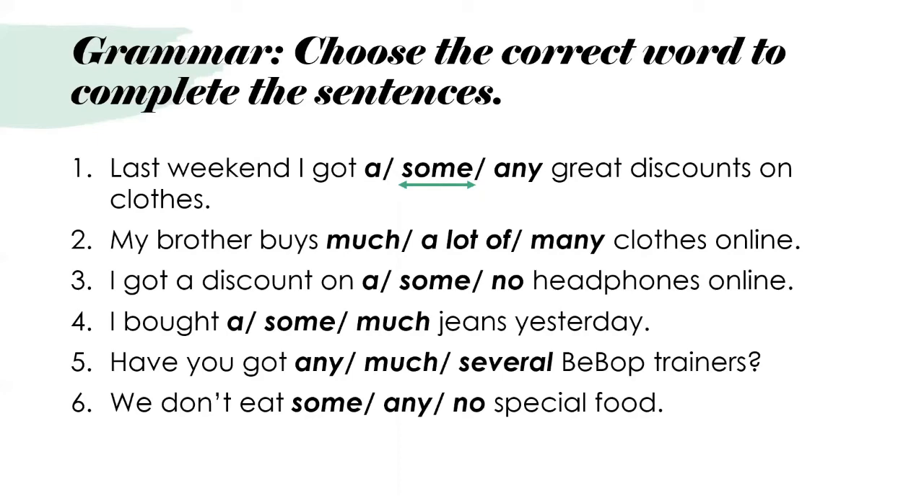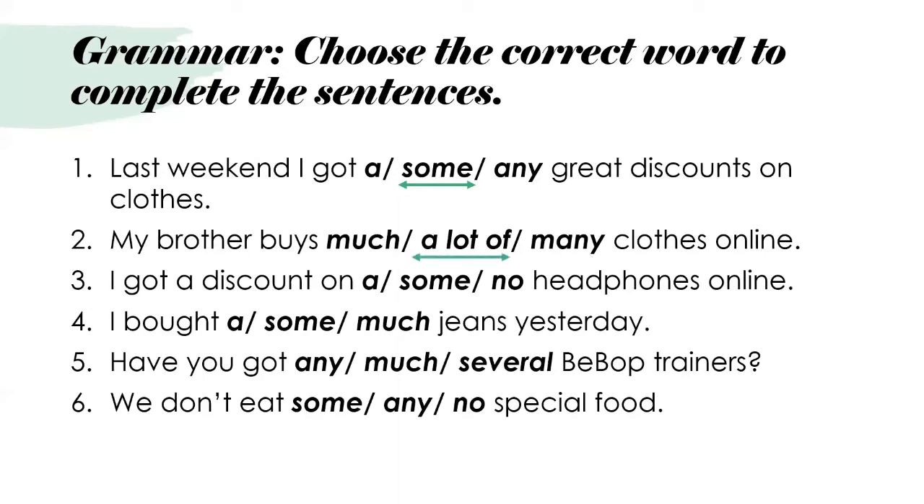Number 2, my brother buys many clothes online. There's no way we can say my brother buys much clothes online. Because we usually use much for uncountable stuff like, oh, you don't have much time, okay? That is for uncountable stuff, usually. So much is out because clothes is countable. So my brother buys a lot of clothes online.